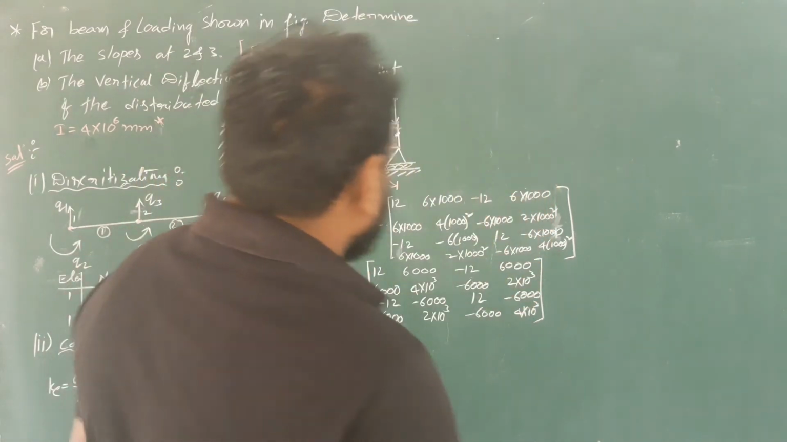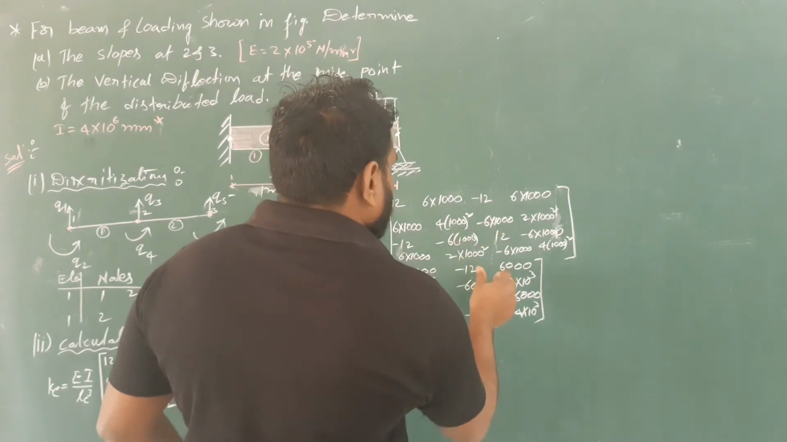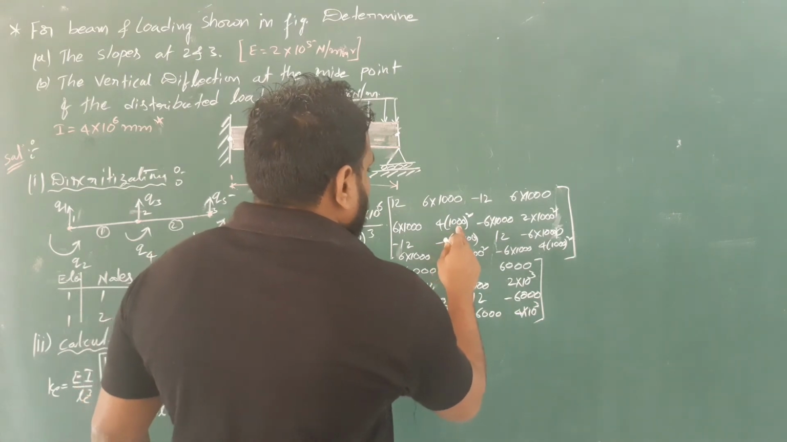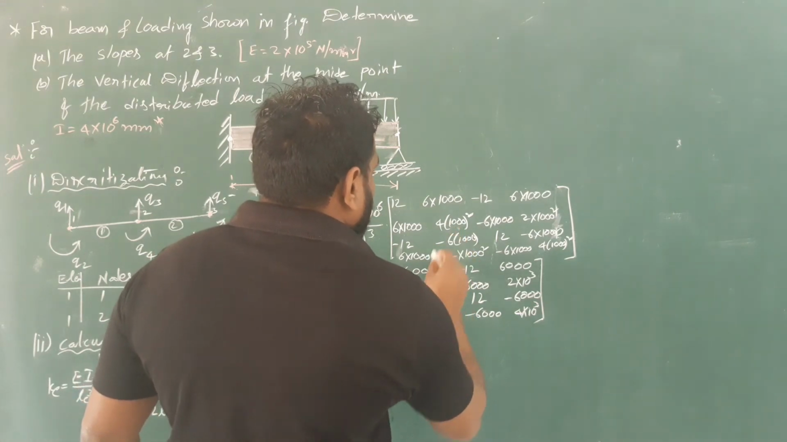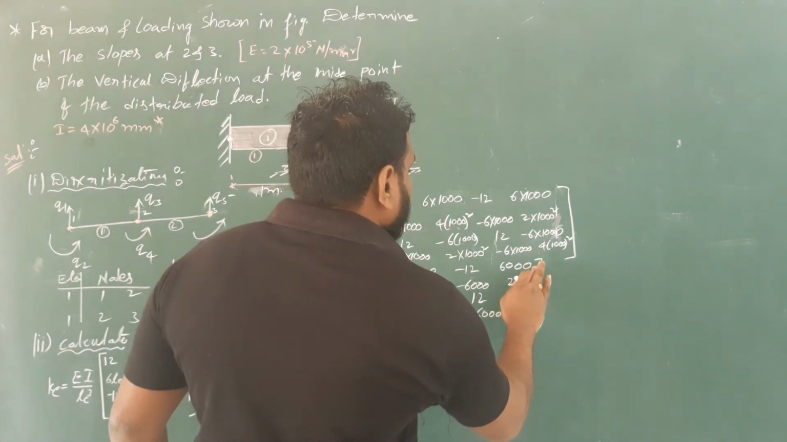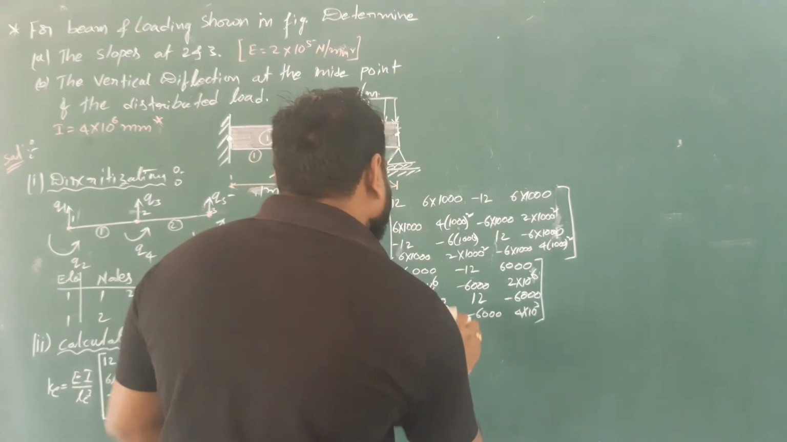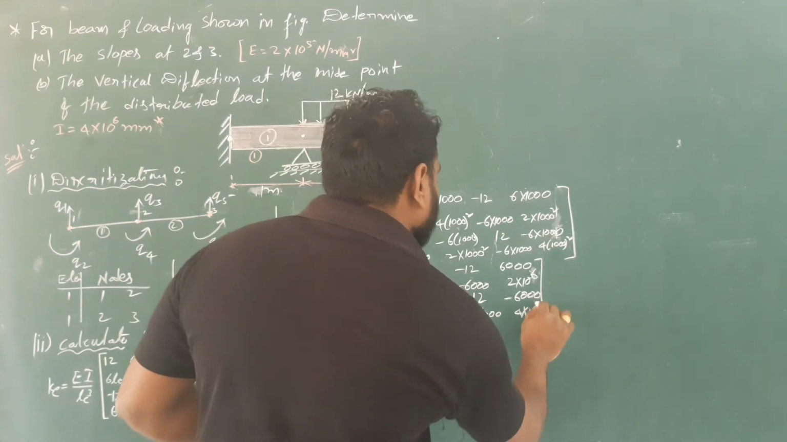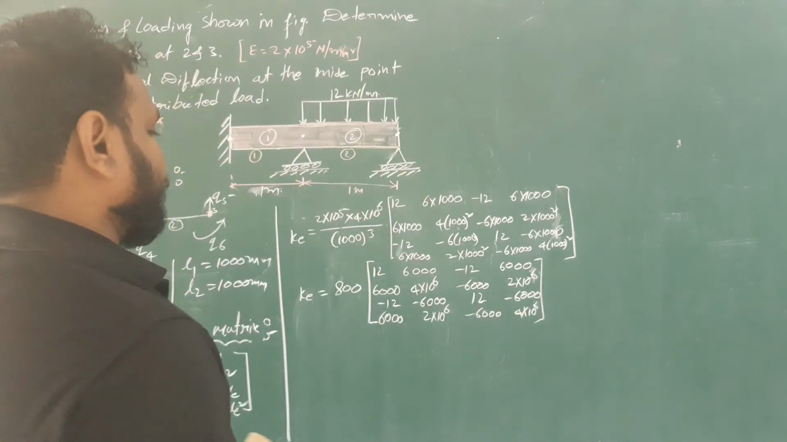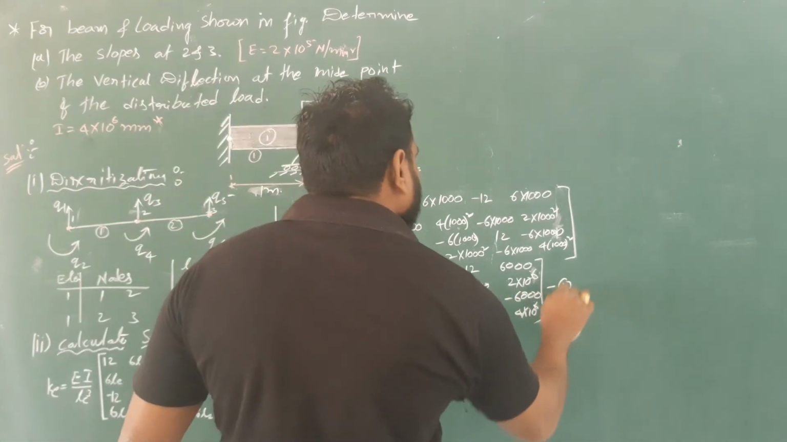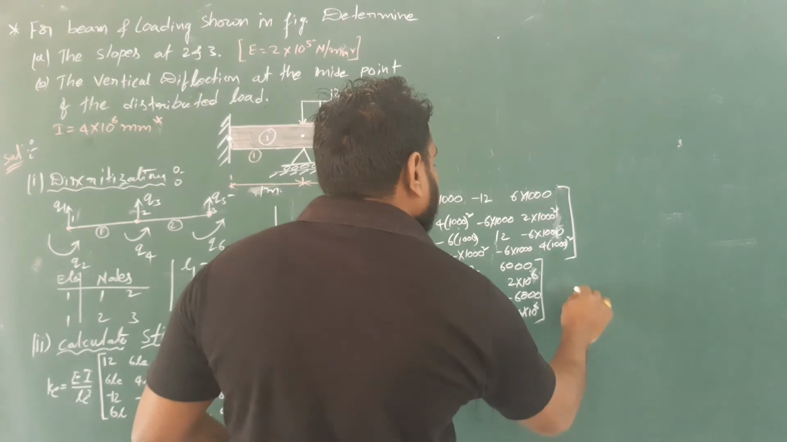Here 4 into 10 to the power of 5 and 10 to the power of 6, that is 1000 into 6. This is also 6, and the remaining are all the same. This is the stiffness matrix for the first element.